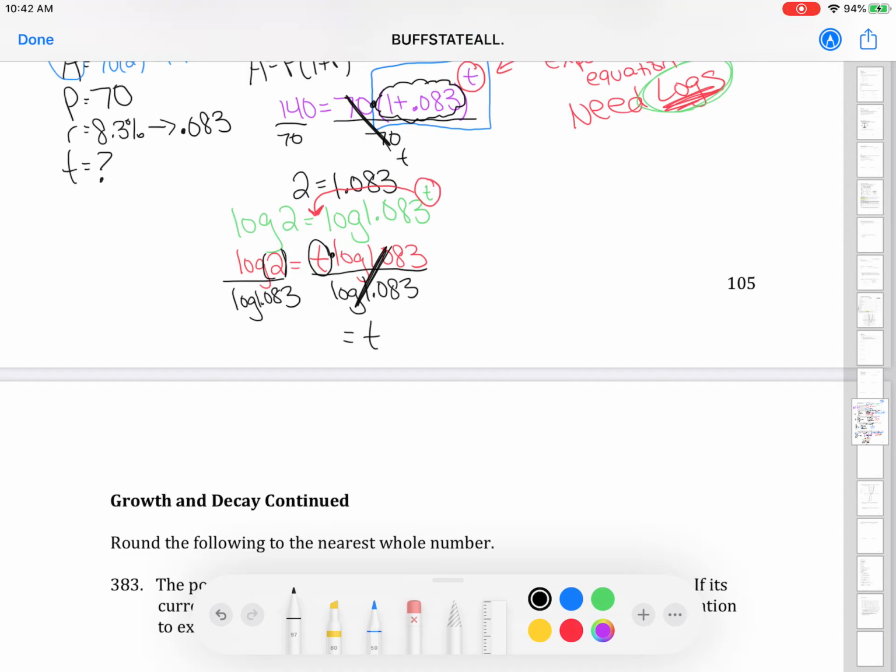You'll be left with a t by itself, even though it's on the right side, that's okay. And then plug in the log of 2, make sure you close those parentheses, divided by the log of 1.083, make sure you close those as well. Here's the decimal you should get.